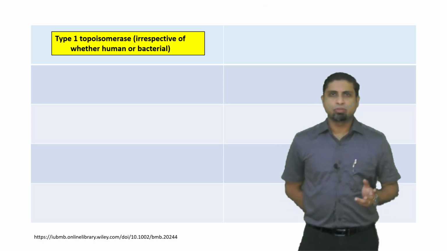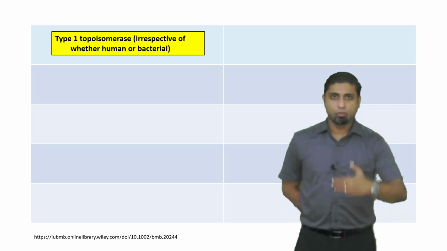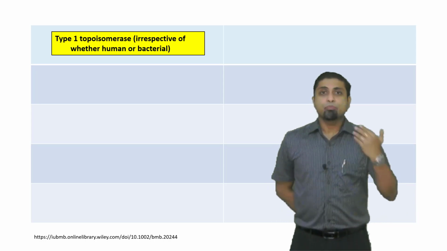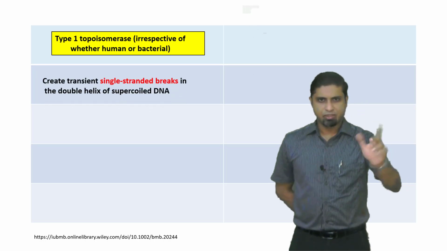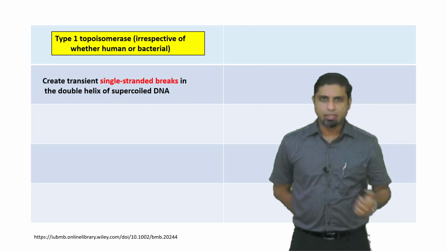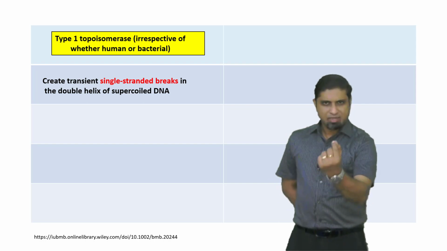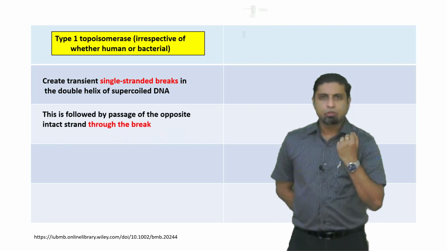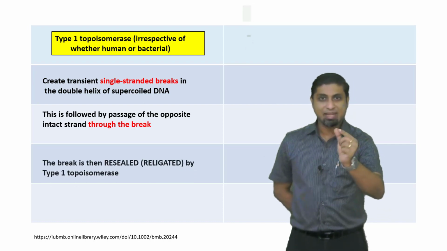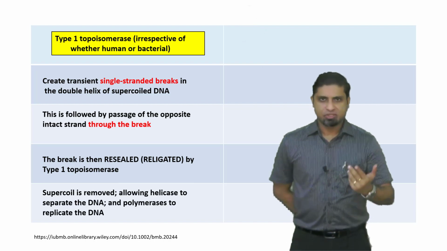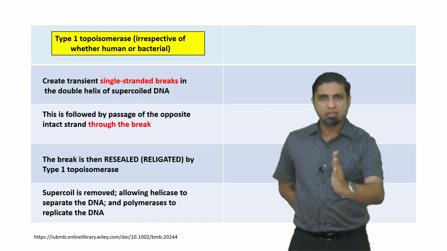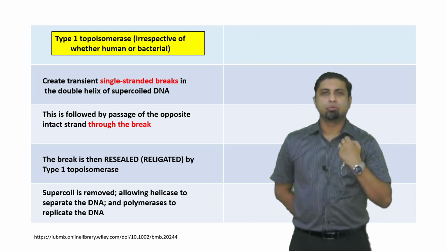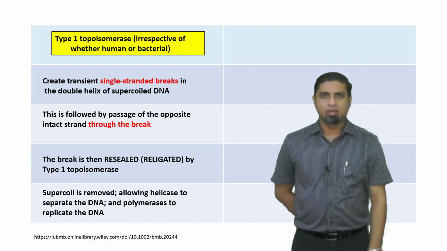Now, type 1 topoisomerase, irrespective of whether we are talking about human or bacterial topoisomerase, creates a single-stranded break in the double helix of the supercoiled DNA. It then passes an intact strand through the break. And thirdly, it reseals or religates the break. The supercoil is thus removed, the tension is relieved, helicase can continue to separate the DNA, and polymerases can continue to synthesize complementary strands of DNA.